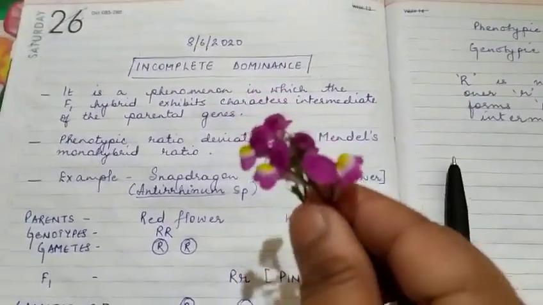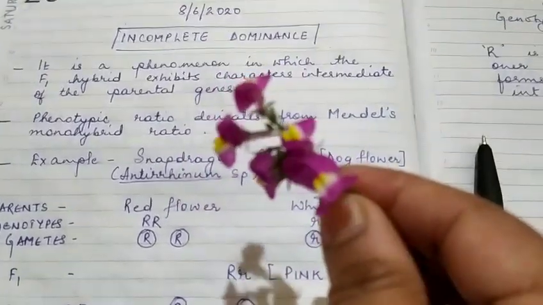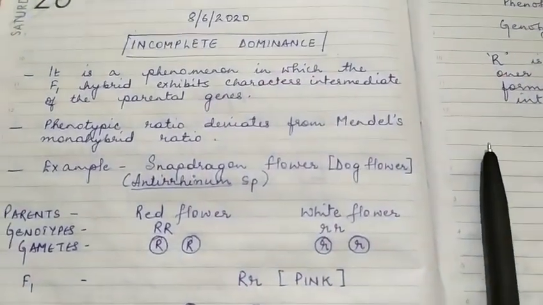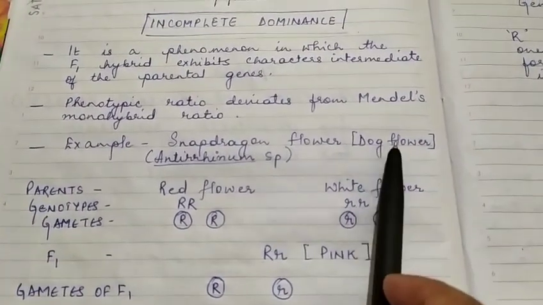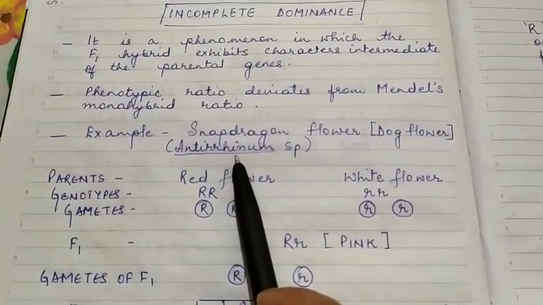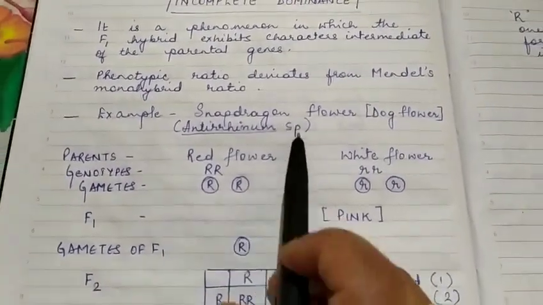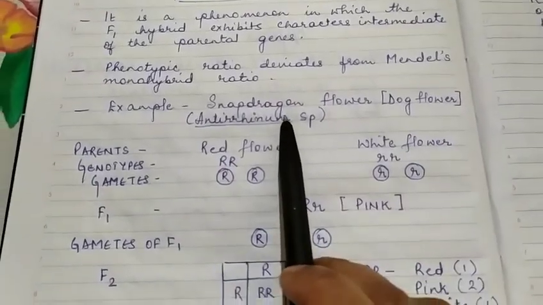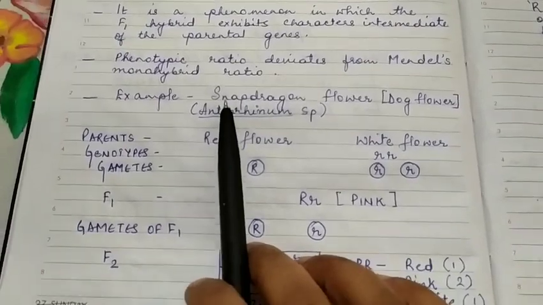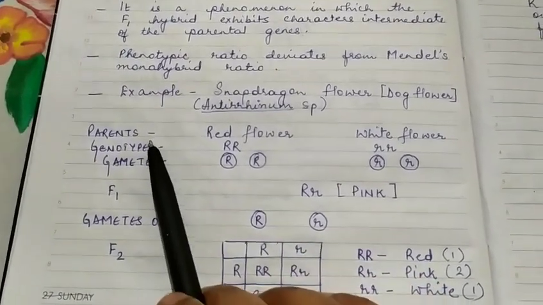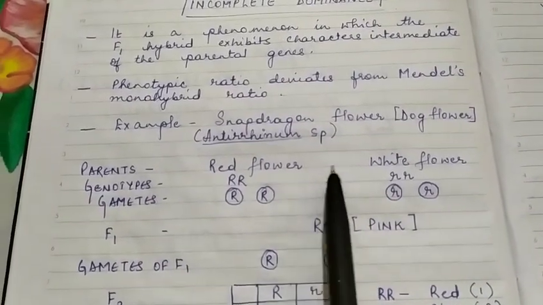These types of plants were taken and experiments were conducted. Those plants are also called snapdragon, dog flower, or the scientific name is Antirrhinum species. You have to remember all the terms because during your exams you might get questions related to these terms. Now, what was done during this experiment? The experimental procedure is the same as Mendel had carried out.